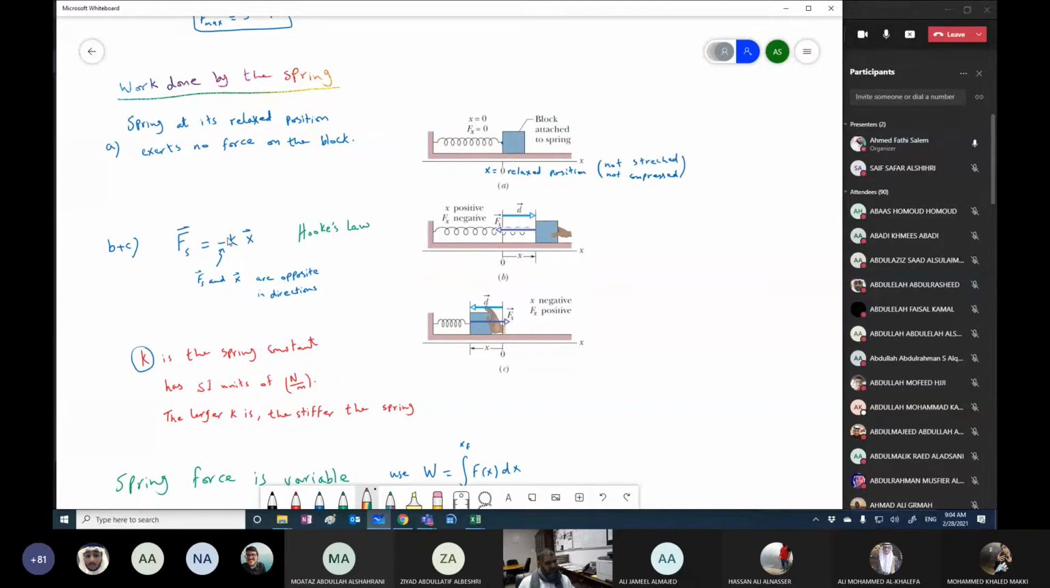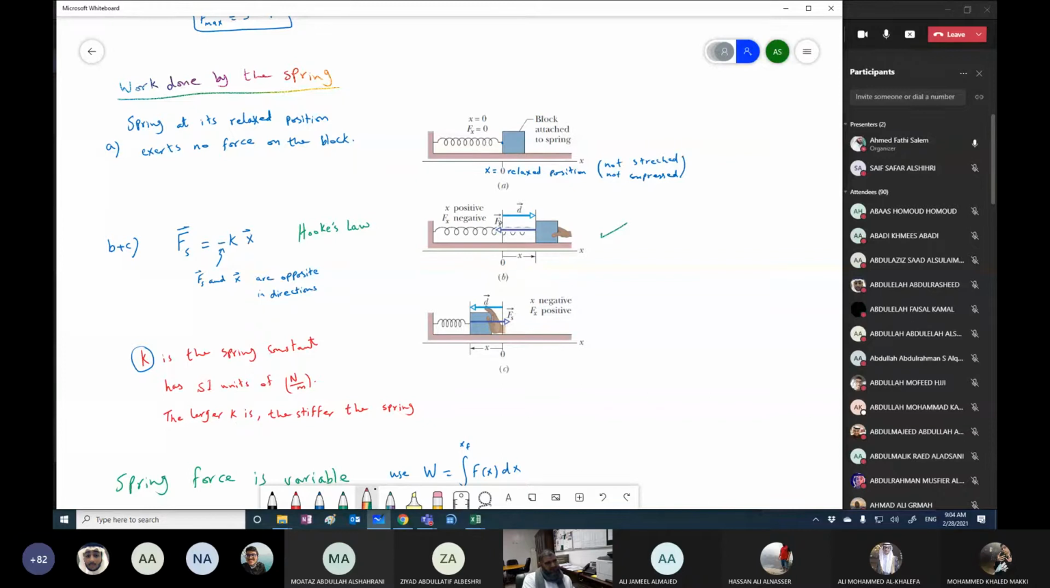Of course, this minus sign makes trouble for many students, so please be careful. This minus sign means that this force and this displacement are in opposite directions. Notice in this example, you are pulling the block to the right, so the displacement is to the right. The force of the spring will be to the left. The spring is pulling the block to the left.